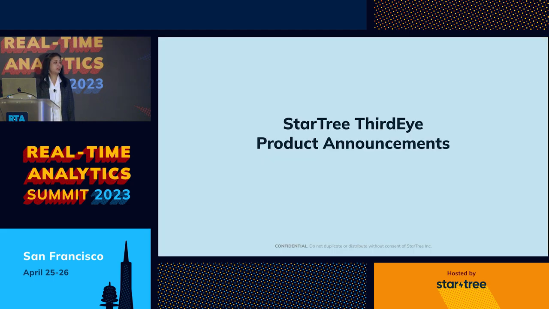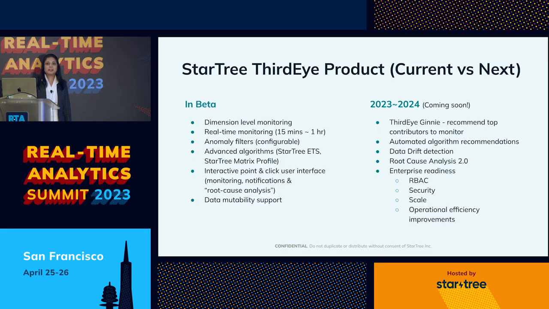So I have a couple of announcements to make. If you're interested in knowing more about ThirdEye, what we already provide in beta state is on the left-hand side: dimension level monitoring that Leon was showing earlier, 15 minute alerting is possible in real time, and advanced anomaly filters, and everything you get with a point and click experience. We also support data mutability. One thing I wanted to call out: even though you're monitoring real-time metrics, most of the time business metrics need a blend of real-time and offline, and with Pinot these things are a lot easier, and for that reason we also provide mutability support.